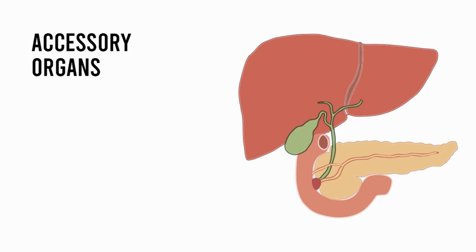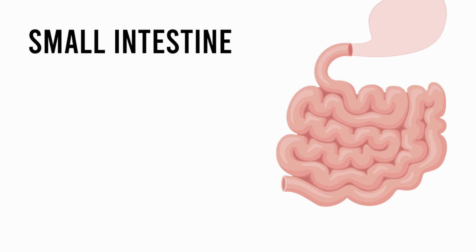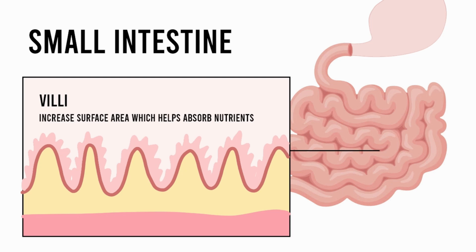All these accessory organs produce chemicals which further digest the chyme so that it is more easily absorbed by the small intestine. Speaking of which, let's go back to our discussion of the small intestine. The small intestine is lined with beds of special finger-like protrusions called villi. The villi increase the surface area of the small intestine, which assists in the absorption of nutrients.